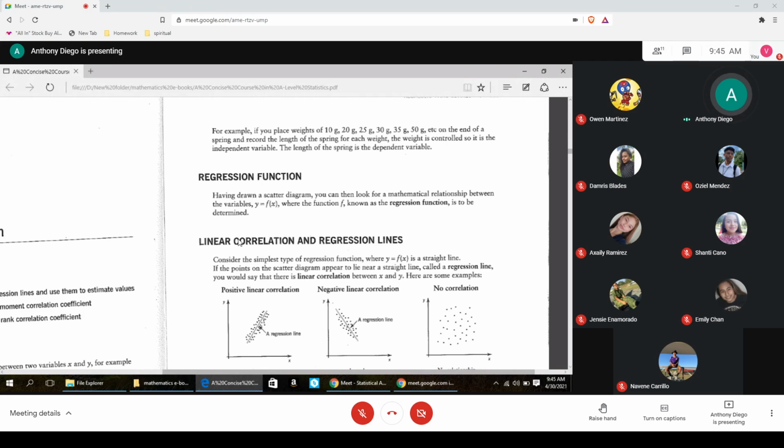Now it said here, linear correlation and regression line. You must have a linear correlation before finding a regression line. Linear correlation means whether it's a positive correlation or a negative correlation. It links with the regression line because from the linear correlation, you are able to determine the regression line that you have from that particular correlation.